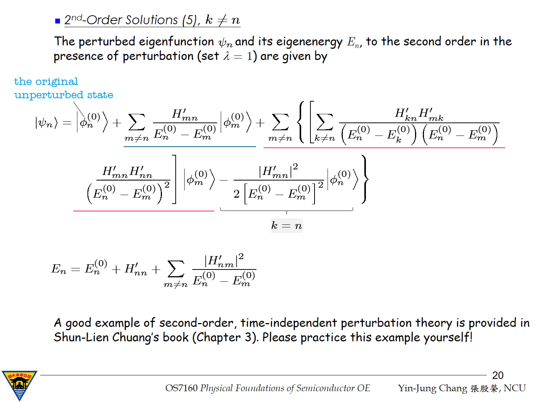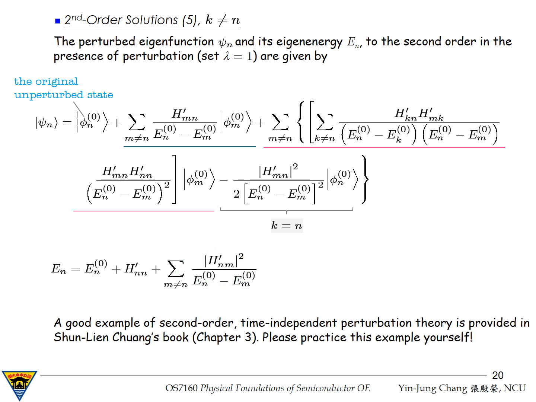Now we collect all of the results and write the perturbed eigenfunction and eigenenergies up to second order, with the perturbation parameter finally set to 1. The energy is given by this equation. The first order correction H sub n prime is the first order energy shift coming from the diagonal matrix element of the perturbation. The second sum is the second order energy shift coming from off-diagonal couplings to all other unperturbed states. So the first order energy depends on the diagonal part of the perturbation, whereas the second order energy depends on the off-diagonal couplings.